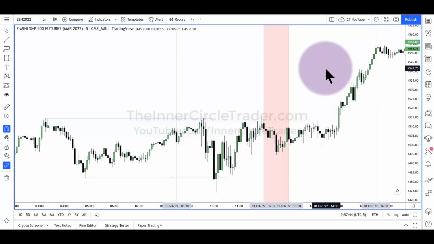Or we could have consolidation in the morning session, and then it trends in the afternoon, higher or lower.